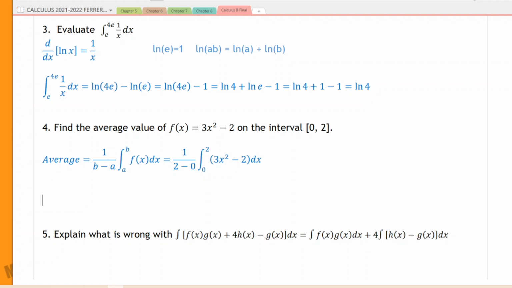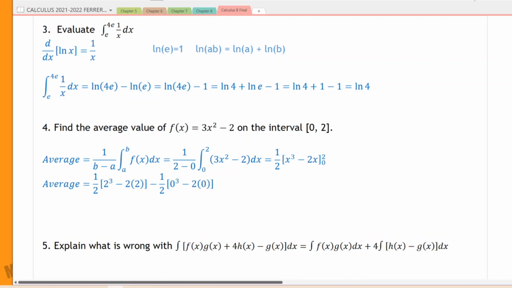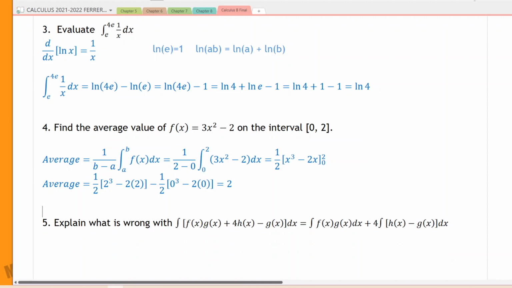Now we just have to integrate. So this is equal to half of x cubed minus 2x from 0 to 2. That's going to be half of 2 cubed minus 2 times 2, minus half of 0 cubed minus 2 times 0. And that just works out to 2.